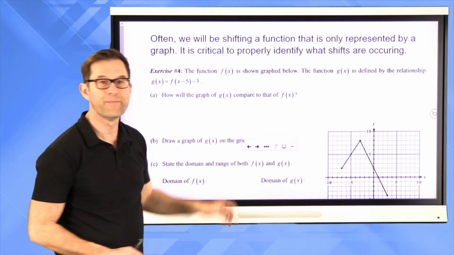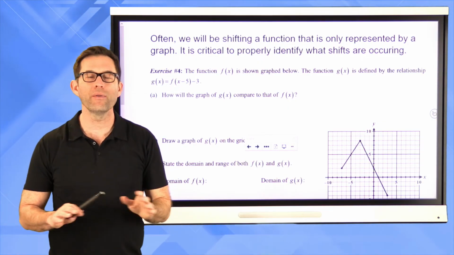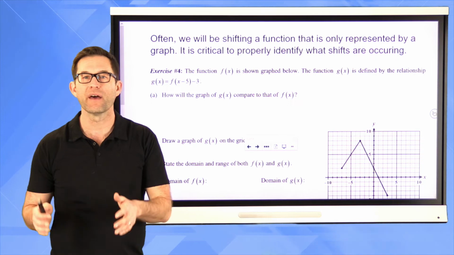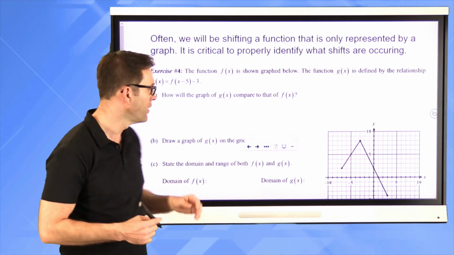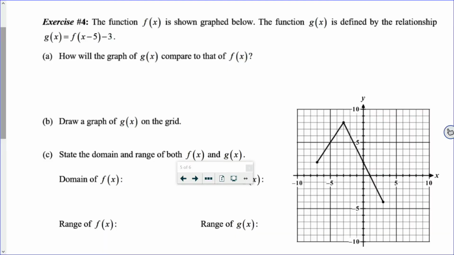All right, now, often we will be asked to shift a function that is only represented by the graph. It's critical to properly identify what shifts are occurring. So let's take a look at exercise 4. The function f of x is shown graphed below. The function g of x is defined by the relationship f of x minus 5 minus 3. How will the graph of g of x compare to that of f of x?